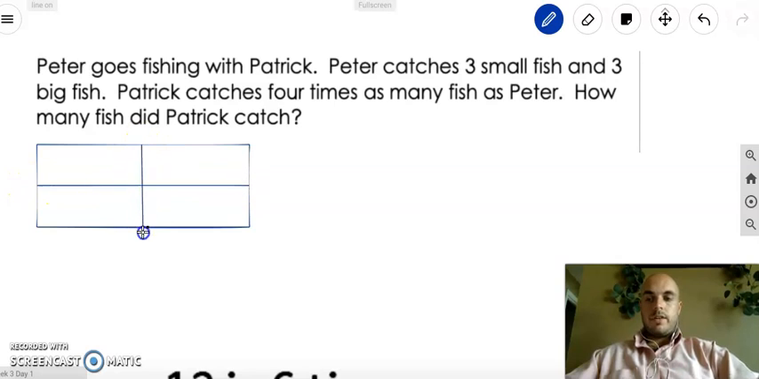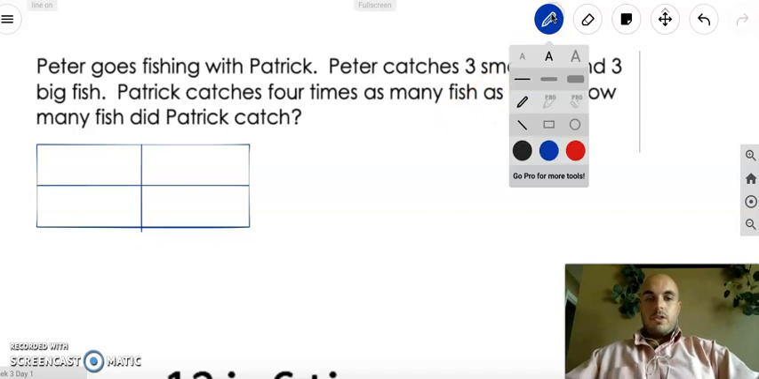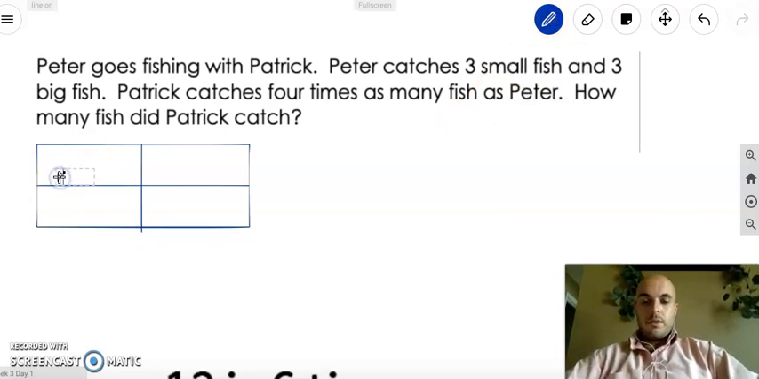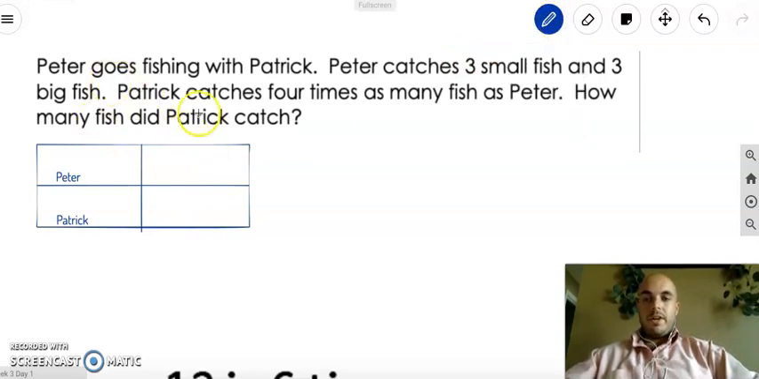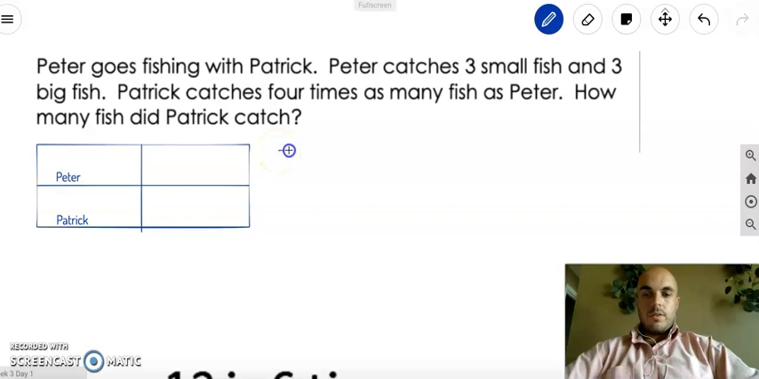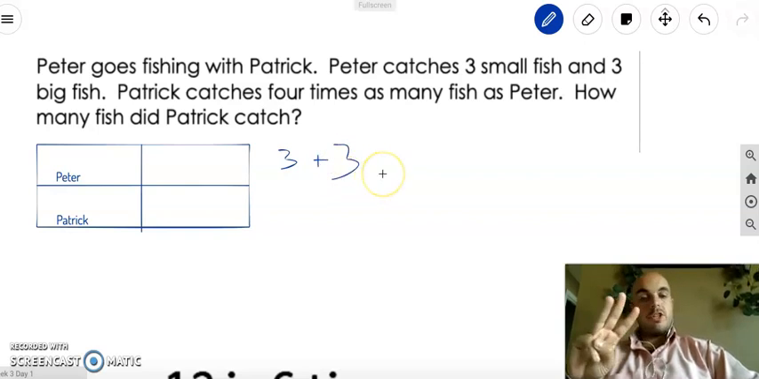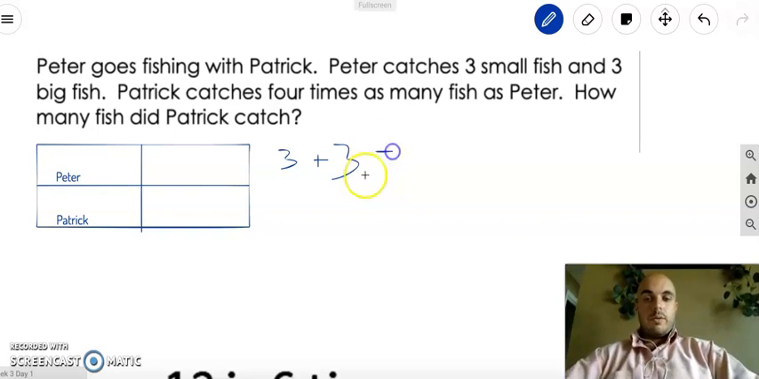Just like so. Great. So who do we have? We have Peter and Patrick. So we need to know how much Patrick has caught. But to do that first, we need to find out how much Peter has caught. So Peter catches 3 small fish, and 3 big fish. So that's going to tell me to add in this case. I'm not going to multiply. He didn't catch 3 groups of 3 fish. He caught 3 fish here and 3 fish here, so we're going to add them. So I know 3 plus 3 is 6. So Peter has caught 6 fish.